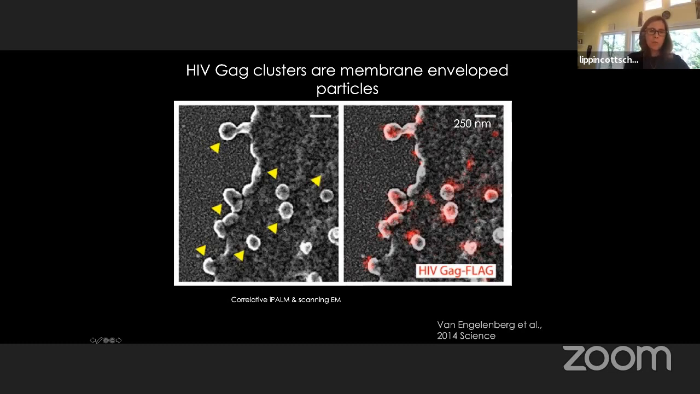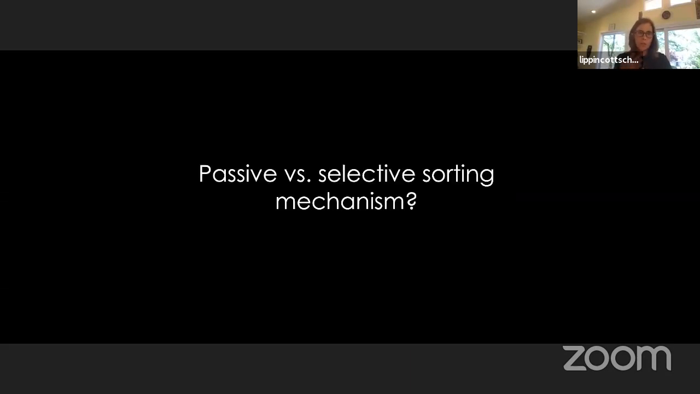So given that we have the ability, at will, to drive the budding of these enveloped particles, these HIV-like particles, we started interrogating how proteins get sorted into these structures. And I mentioned that it's a selective process, but many people in the field for many years have thought it was a passive sorting process. And so I'm going to take you through some data that really nails the evidence that this is a selective sorting mechanism.